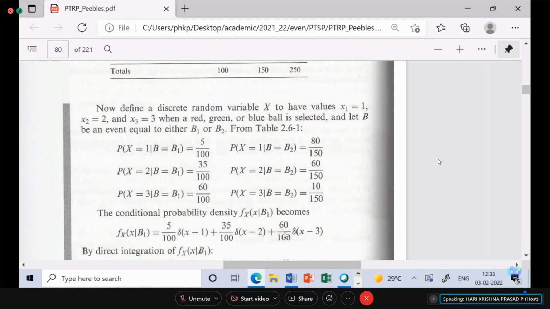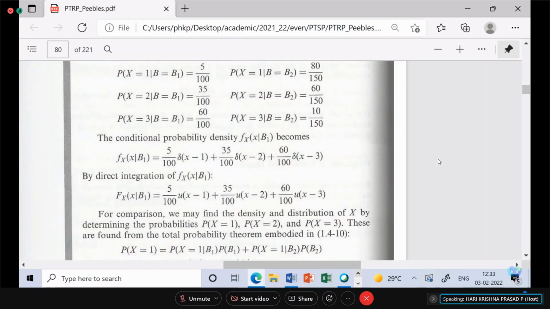Is it okay? Once the conditional density function is available, what is the corresponding conditional distribution function? How do I get it? Just take the integration of that. When you integrate the delta function, you get a step function. So wherever an impulse is there, replace it by a step function. That is how we get the conditional distribution function.